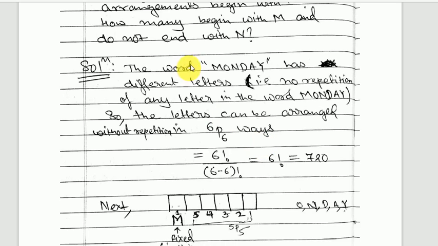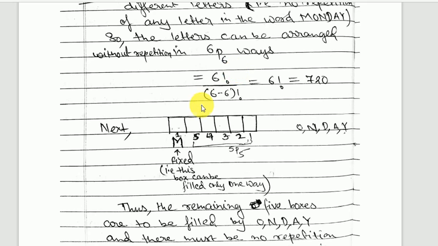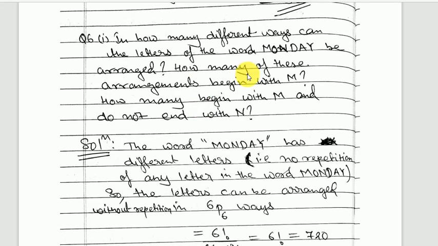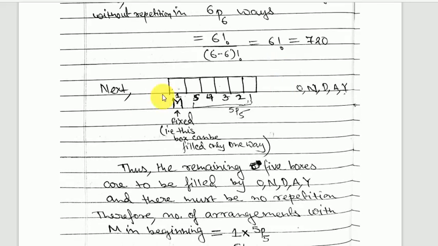So let us see. The word Monday has different letters, that is, no repetition of any letter. So the letters can be arranged without repetition in 6P6 ways, which gives 720 arrangements of the letters of the word Monday. Now next is, how many of these arrangements begin with M? This word Monday has 6 letters, so I have made 6 boxes over here. But now we are interested in only those arrangements where the word begins with M.